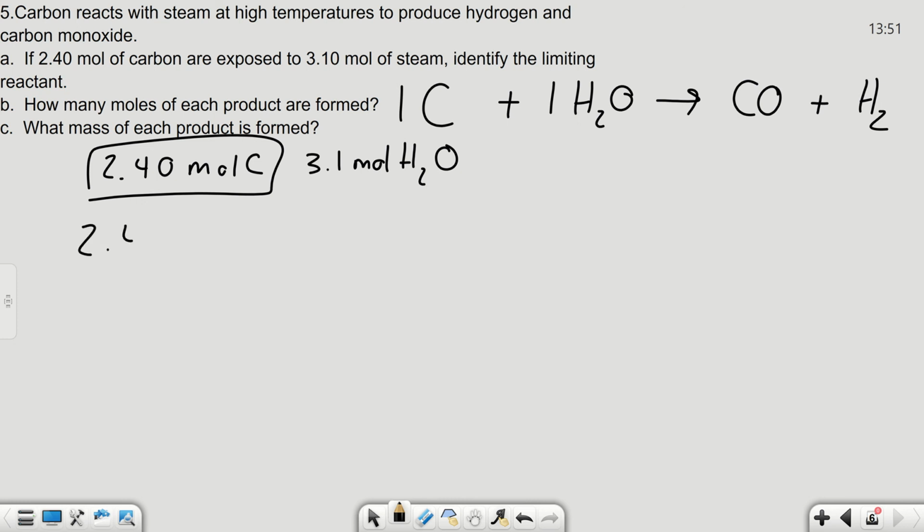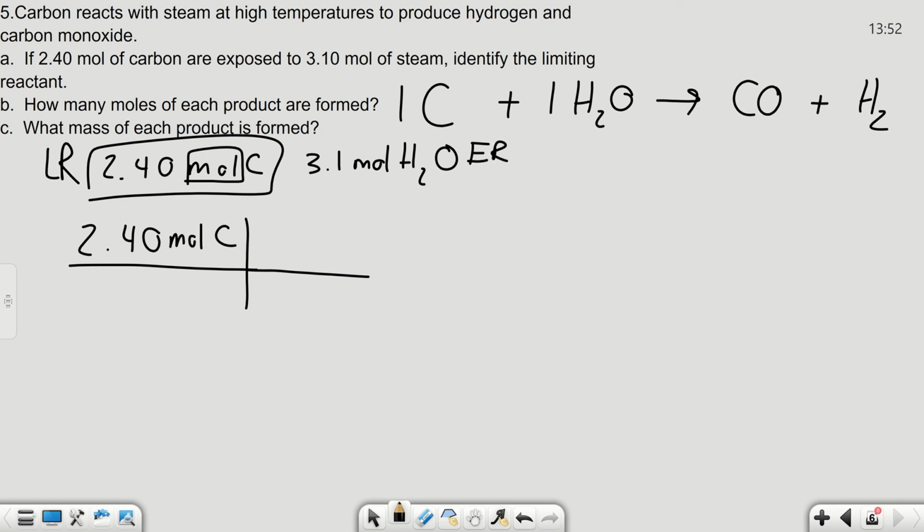If you're still sitting there going, wait, how, let me use the other method real fast. Again, this is really nice because they just start us off with moles. But carbon is my limiting reactant. Water, or steam, is going to be my excess reactant. And what am I going to have to solve for? It wants me to solve for each product, so I can pick one. Let's just start with carbon monoxide, and it only wants me to do moles.